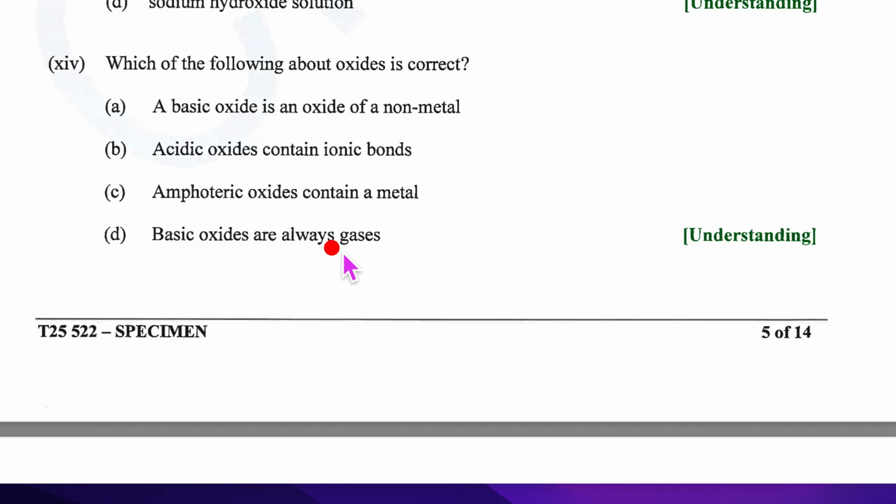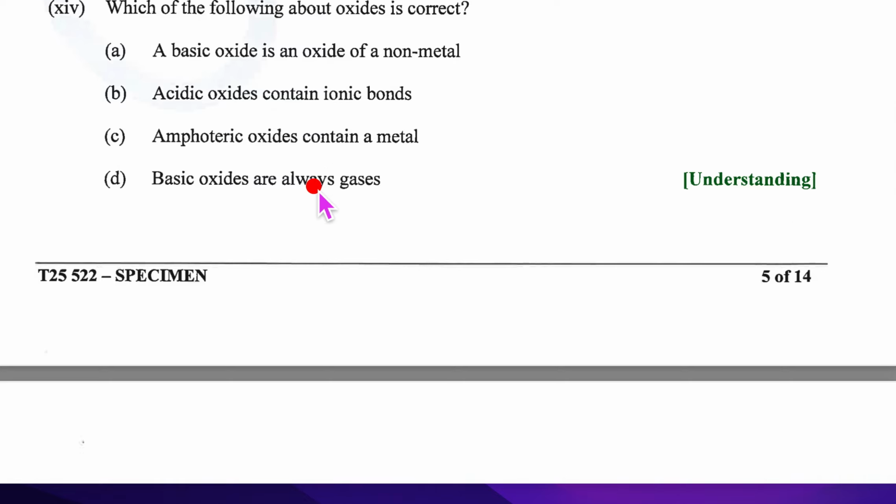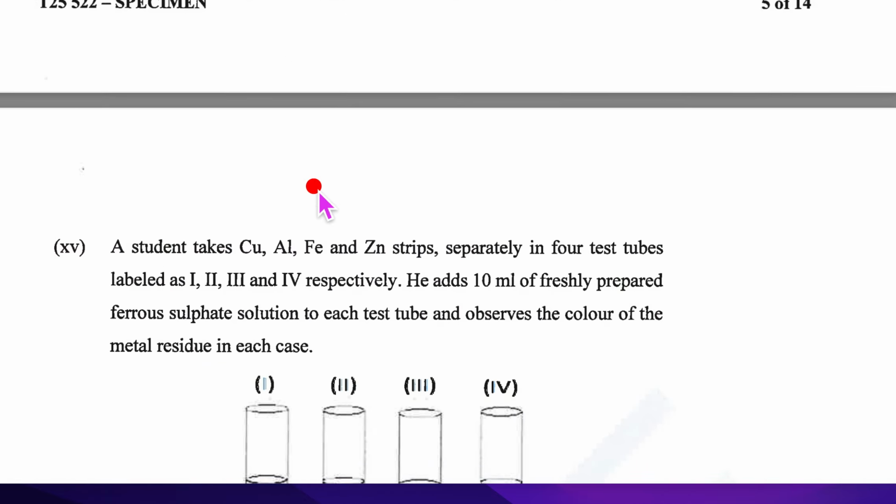And basic oxides are always gases. Basic oxides are the oxides of metals. Are metal oxides gases? Never. Non-metal oxides are gases. Okay, so the correct option is here. You need to know all the theory behind it properly.